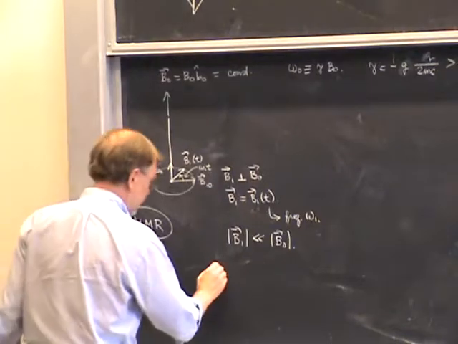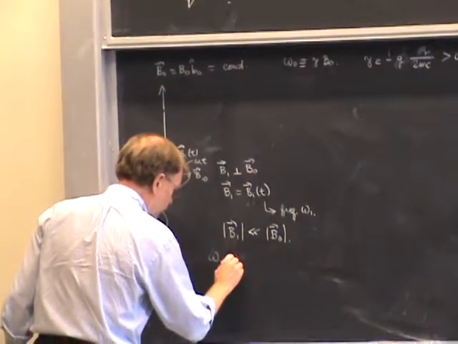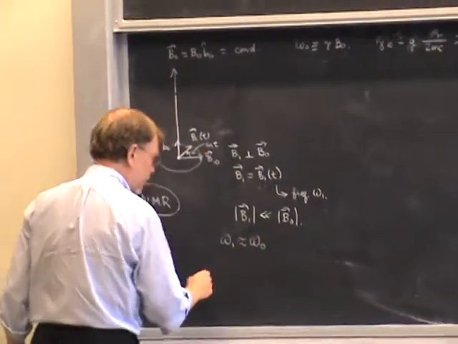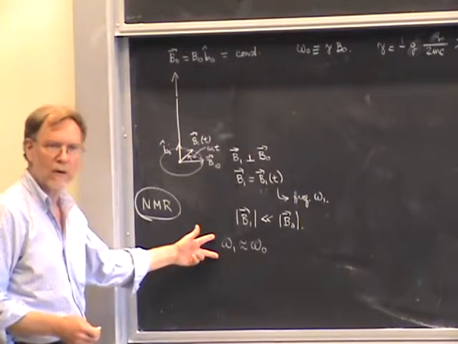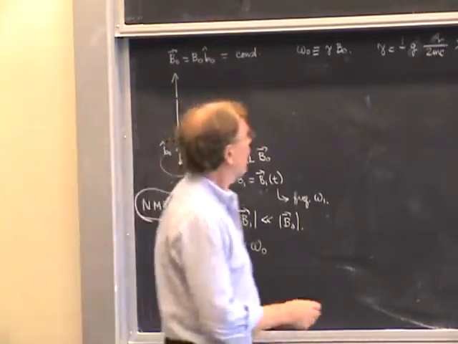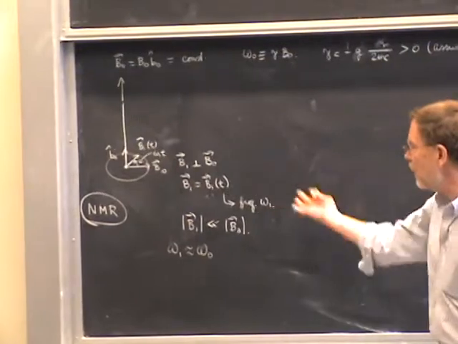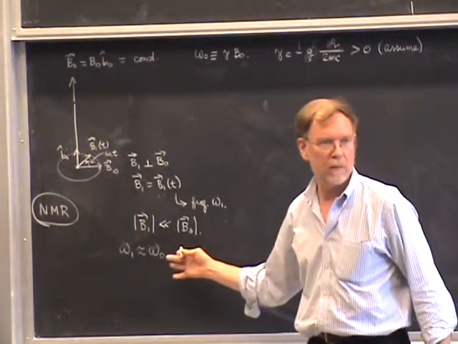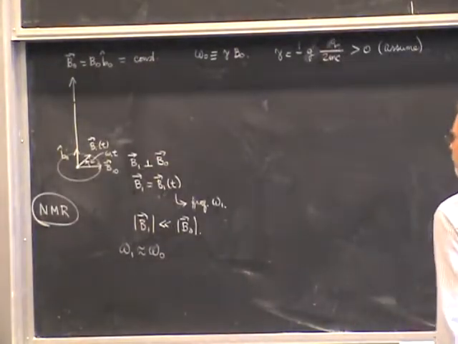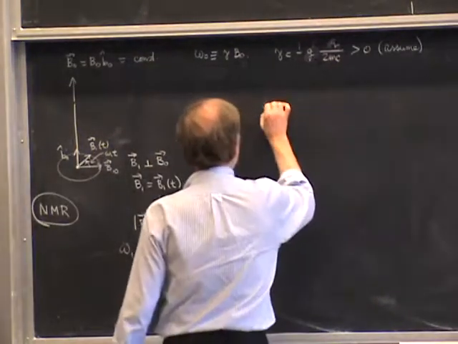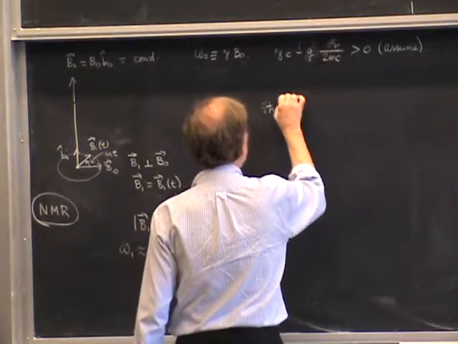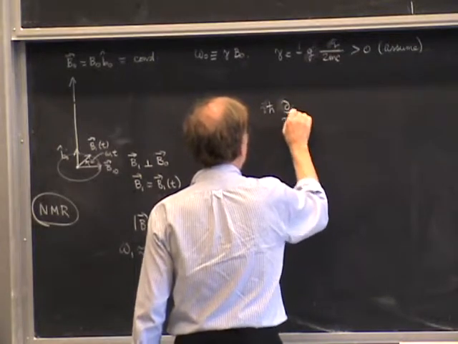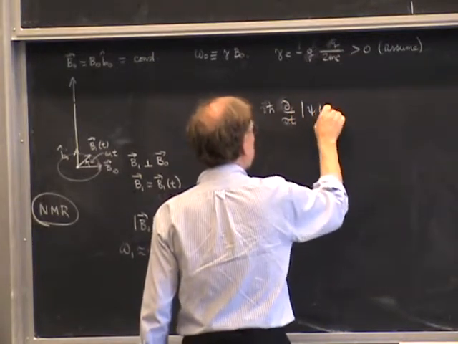And we're going to be interested in the case in which omega 1 is of the same order of magnitude as omega 0, near to it, because this is the resonance condition. All right. Now, you can solve the equations for any values of the parameters, but these are the parameters that are most interesting from an experimental standpoint. So the Schrodinger equation now looks like this. It's i h bar d/dt of the state vector, I'll call psi.